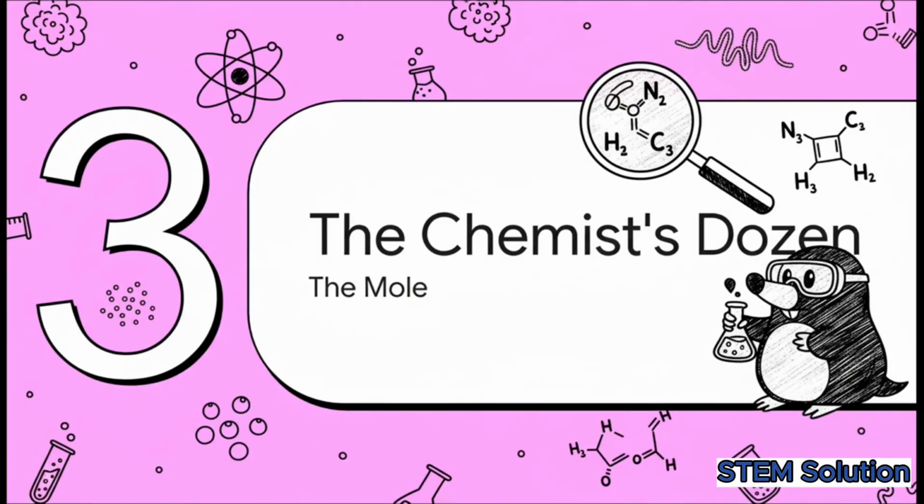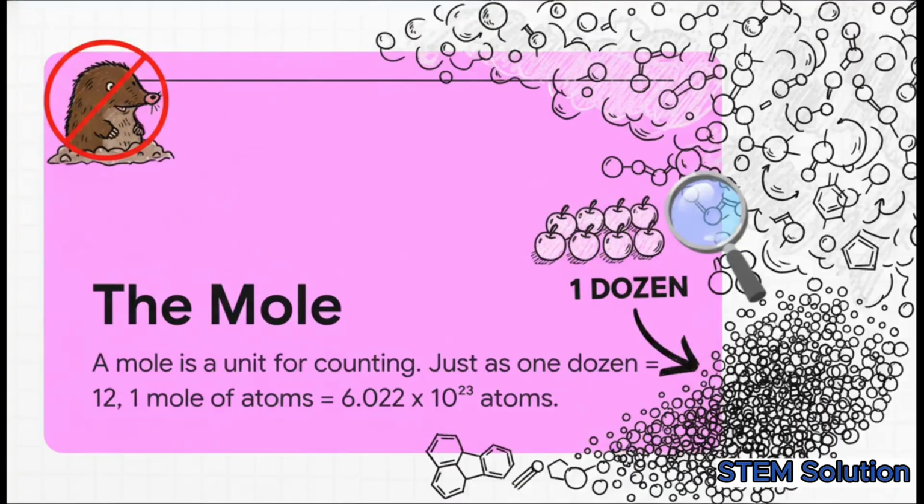Okay, so we've got the naming part down. But how in the world do you count things that are so small you can't even see them? This brings us to, and I am not exaggerating, one of the most important ideas in all of chemistry, the mole. And no, don't let the name fool you.